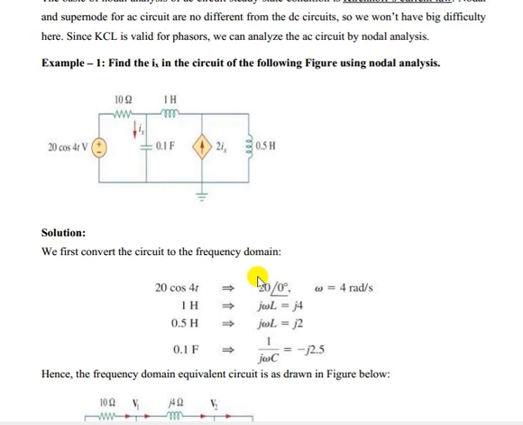For an AC circuit, we always have to calculate with respect to complex numbers, either in polar form or in Cartesian form. So 20 cos 4t, that is 4t plus or minus 0 degree. So we have 20 at angle 0 degree, and since it is cosine of omega t, omega is nothing but 4 radian per second. Now we have to convert these inductance values into their equivalent values. That means 1 Henry is equal to j omega L, that is j4, omega is 4 and L is 1. For the next one, that will be j2.